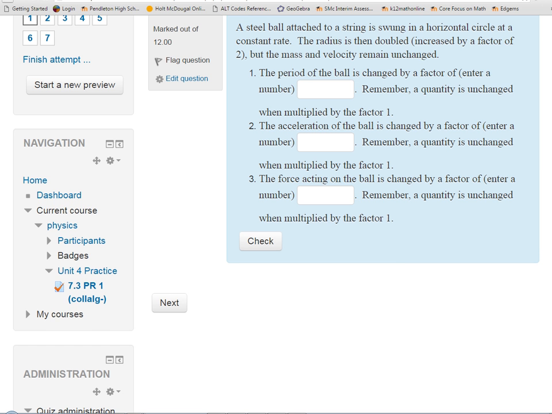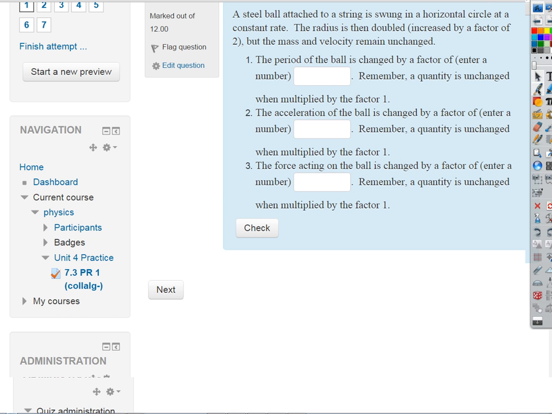Okay, a steel ball attached to a string is swung in a horizontal circle at a constant rate. Now, here's the important stuff on this. Look what they tell us. Let's make the variables red and we'll make the constants blue. So they're telling us that the radius is doubled, so it's increased by a factor of 2, but the mass and the velocity are constant, right? So we want to know the period of the ball is changed by a factor of what?